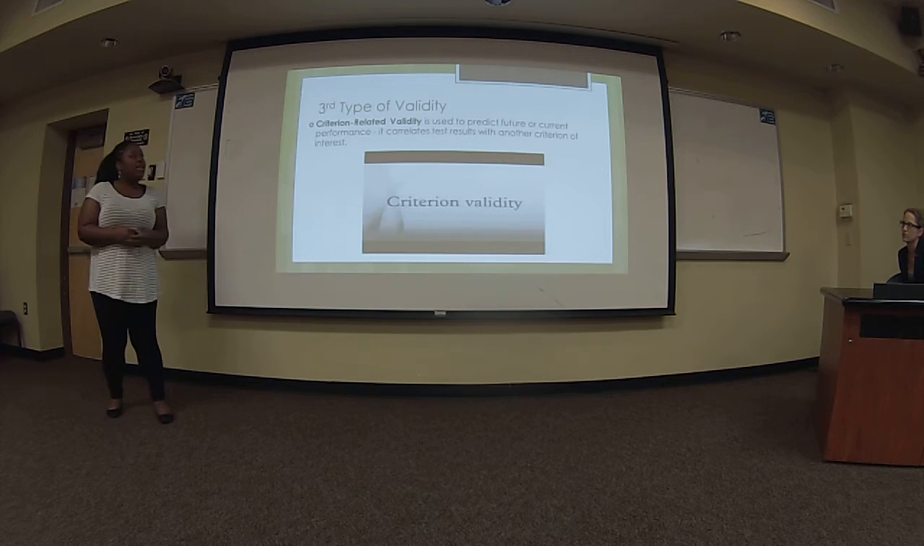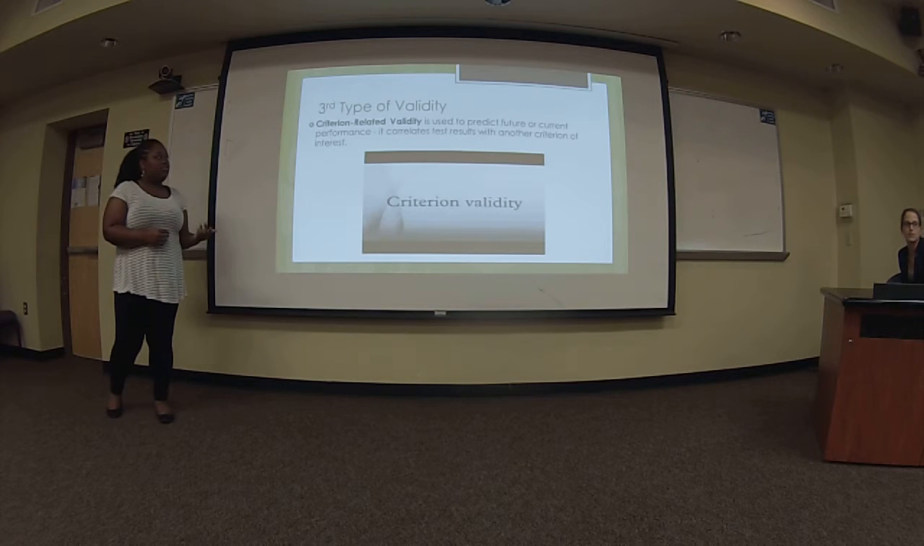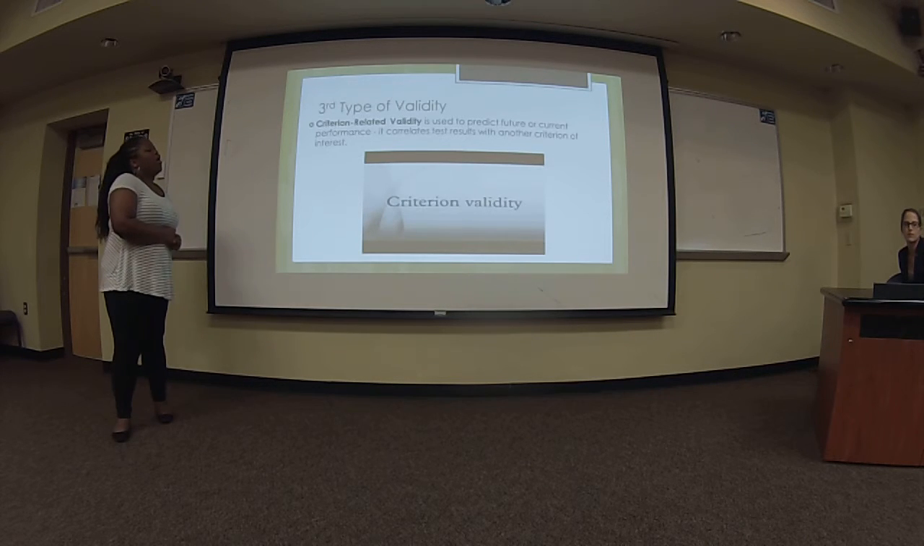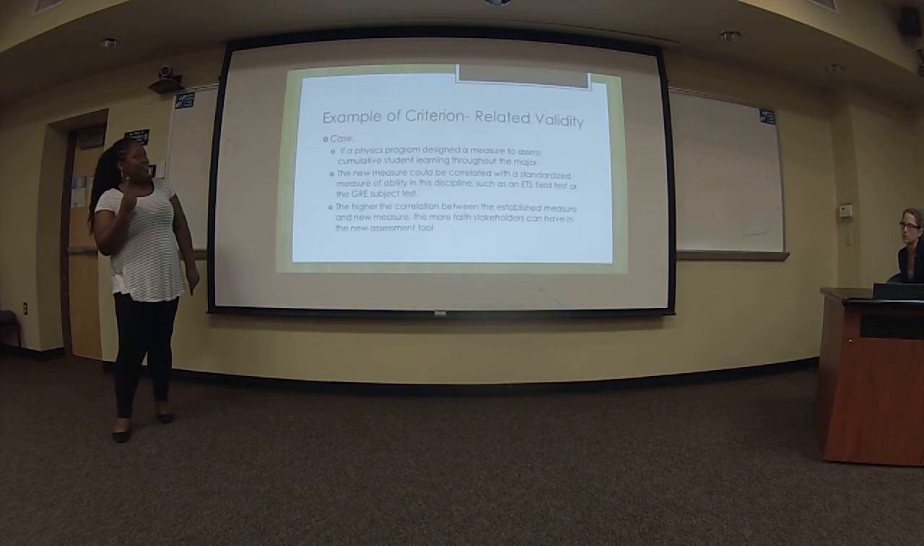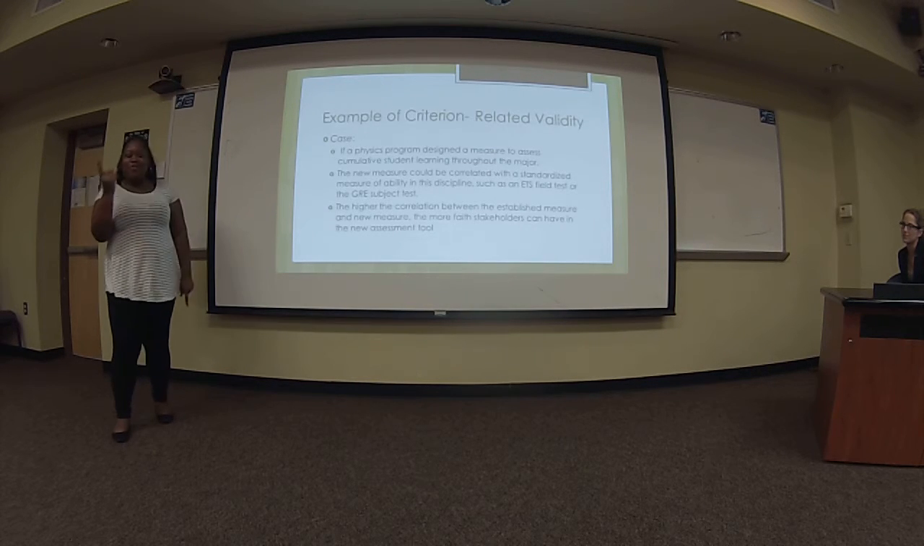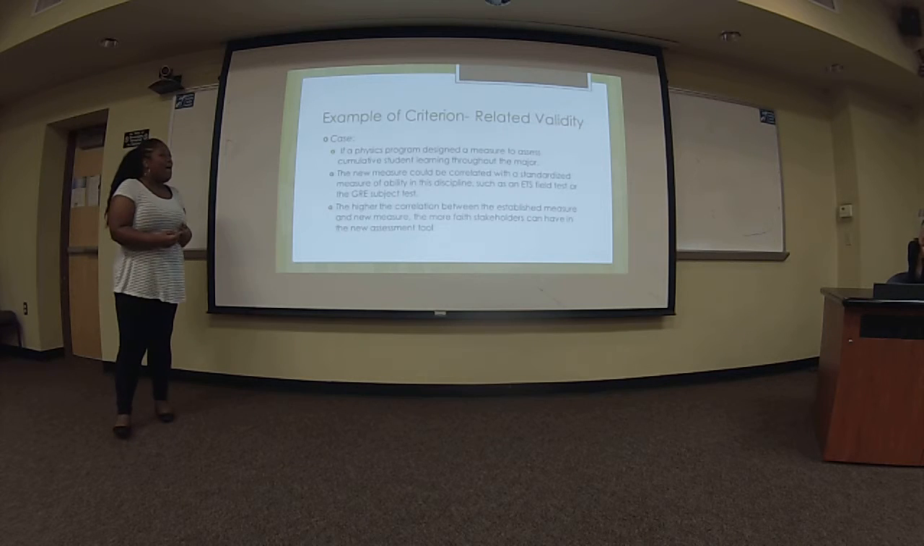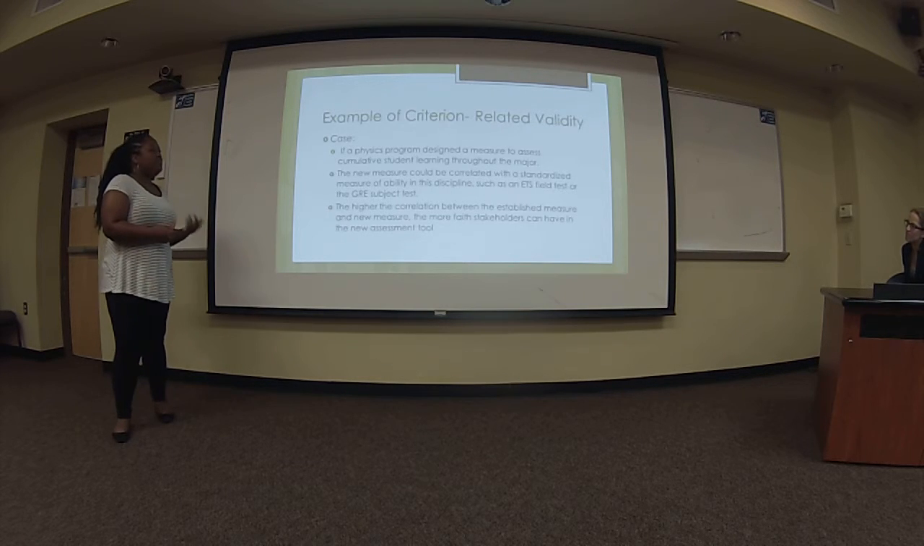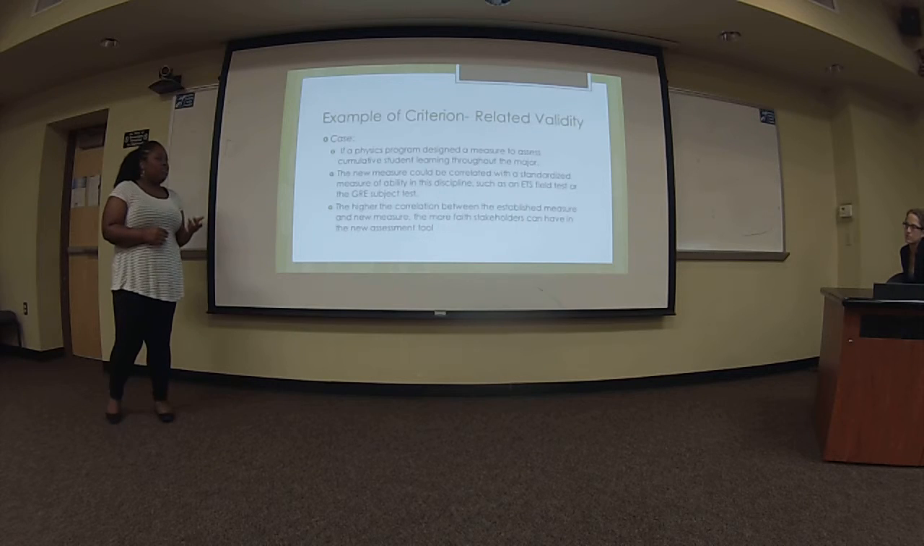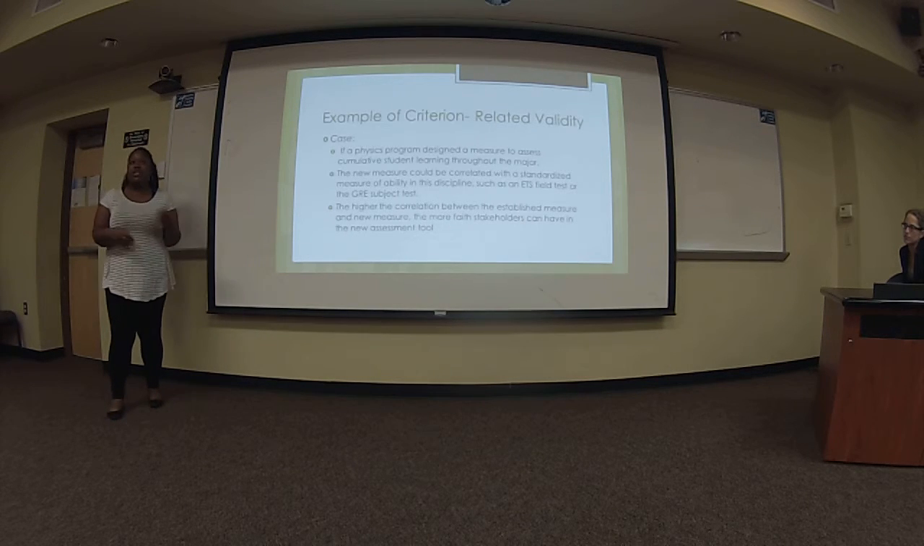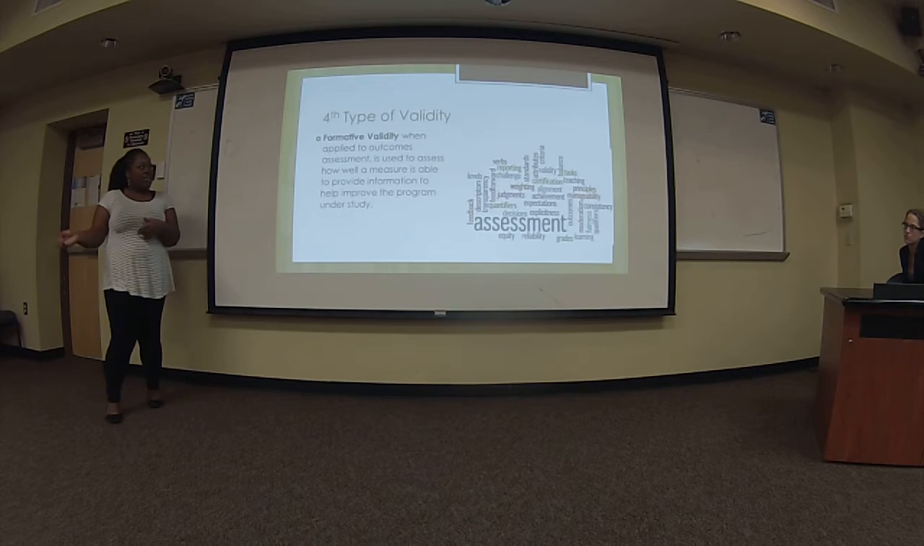Then you have your third type, which is criterion-related validity, and it's used to predict future or current performance, and it correlates test results with other criteria and interests. I believe the example for this is a physics program designed to measure and assess cumulative student learning throughout the major. The new measure could be correlated with a standardized measure of ability in this discipline, such as the ETS field test or the GRE. Like, I know a lot of us, when we leave here, we're going to be looking at grad school, taking the GMAT and GREs, yes.